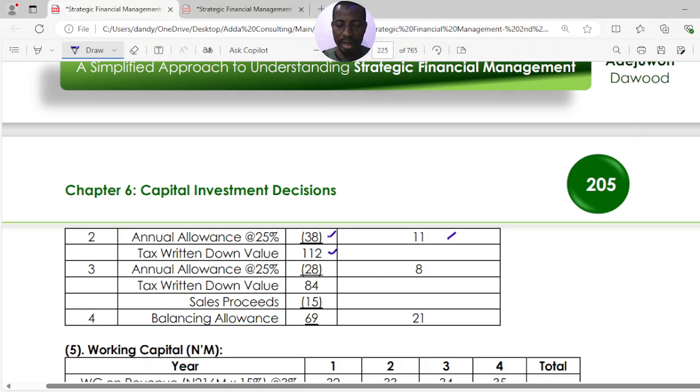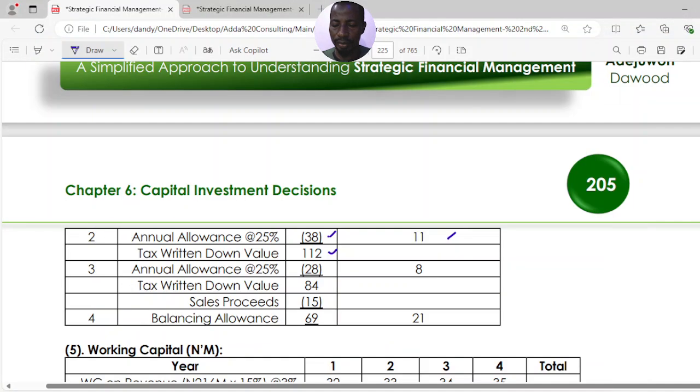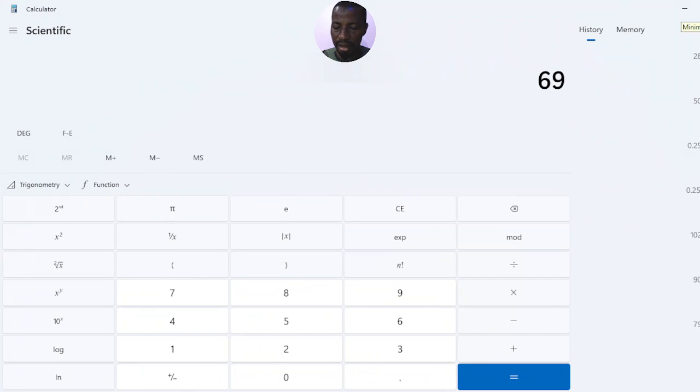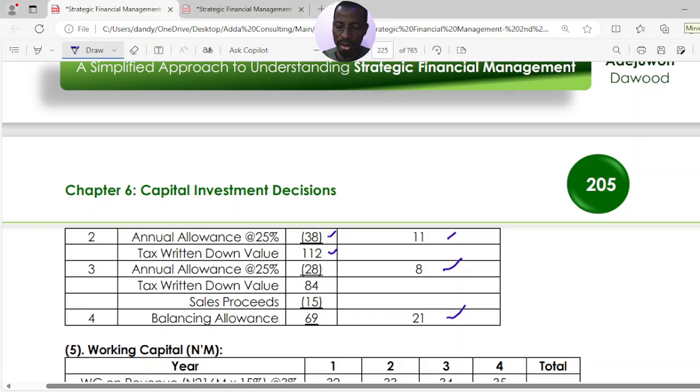28 multiplied by 0.3 will give us 8. Let me confirm that. 28 multiplied by 0.3, that's 8. Okay, that's 8. The next one, of course, the last one is balancing allowance of 69. Therefore, 69 multiplied by 0.3 equal, that's 21. Okay, that's how we got this 21.